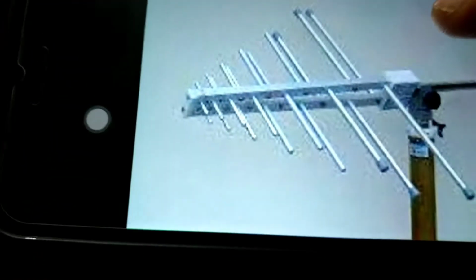The antenna on the screen is a butterfly antenna or a bow tie antenna. This is also a bow tie antenna. This is a log periodic dipole array antenna.